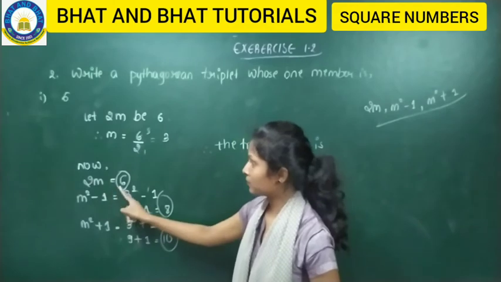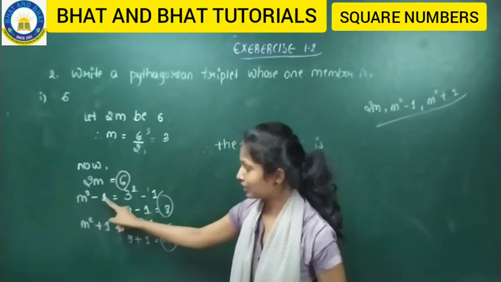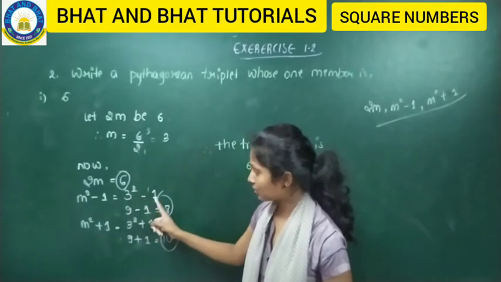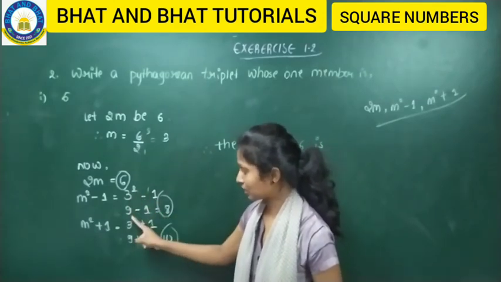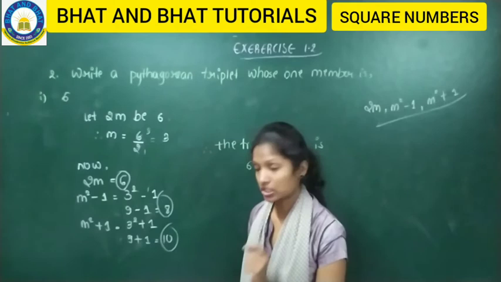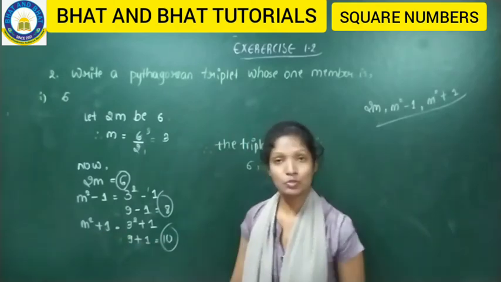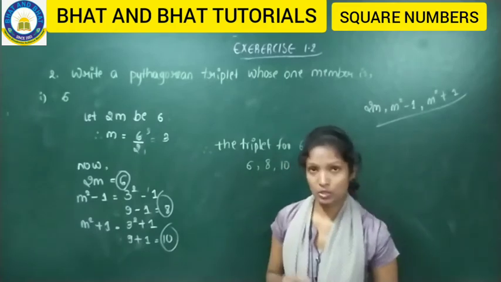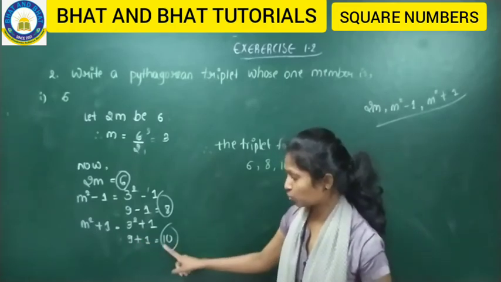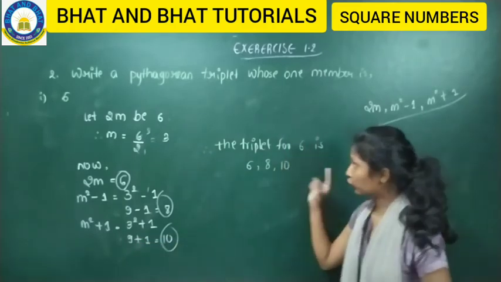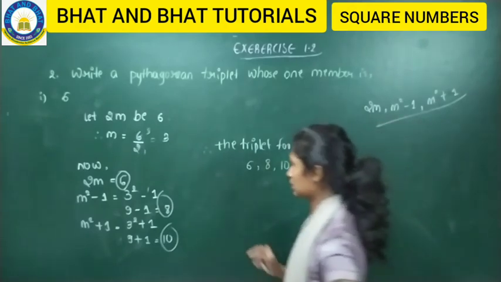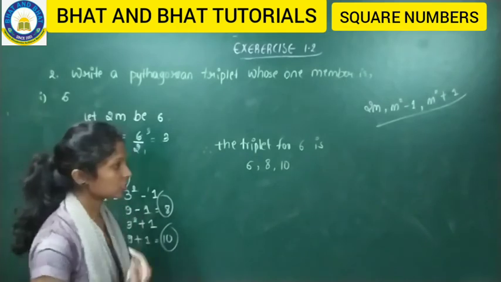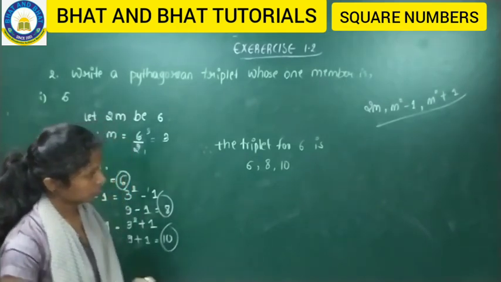Now, 2m is 6, m square minus 1. So, m we got to know it is 3. So, 3 square minus 1, 3 square is 9, 9 minus 1 it is 8. In the same way, m square plus 1, m square is 3 square plus 1. So, 9 plus 1 it is 10. Therefore, the triplet for 6 is now 6, 8 and 10. Got this? So, copy down this now.